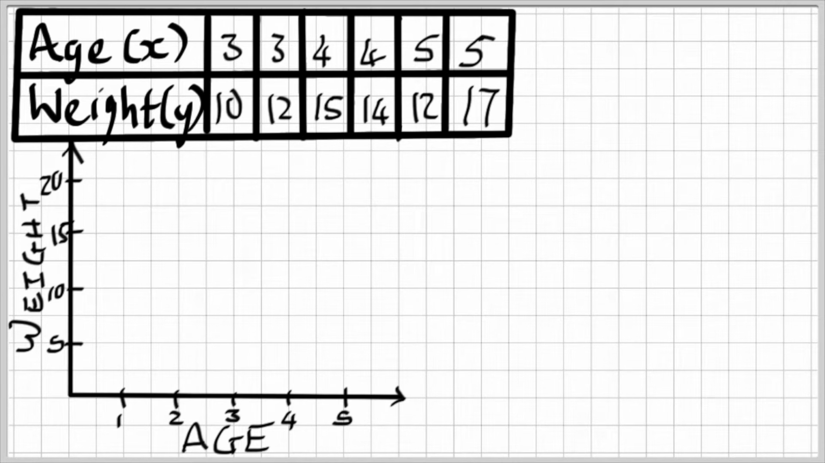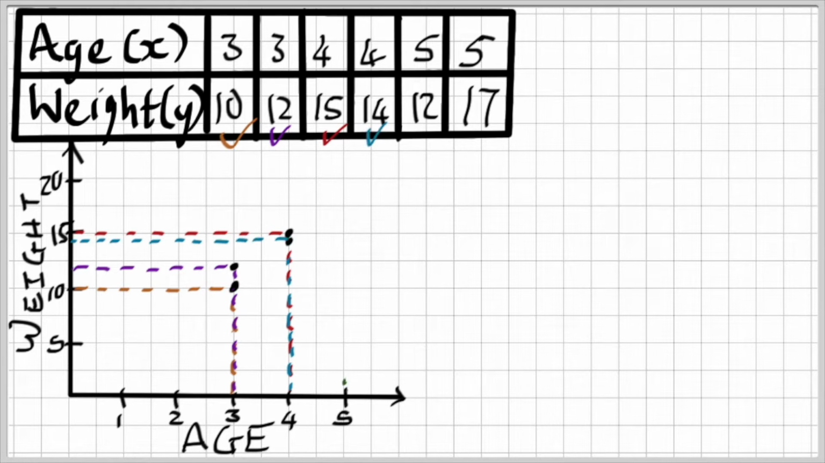If I had to plot this, remember we call this a scatter plot. I'm going to start with the age of 3. So I go up to 3, and then where it crosses the weight of 10, I make my first dot. I repeat this process with 3 and 12. There we go. And what must I do next to plot the rest? Well, just repeat the process. 4 and 15, 4 and 14, 5 and 12, and lastly 5 and 16.